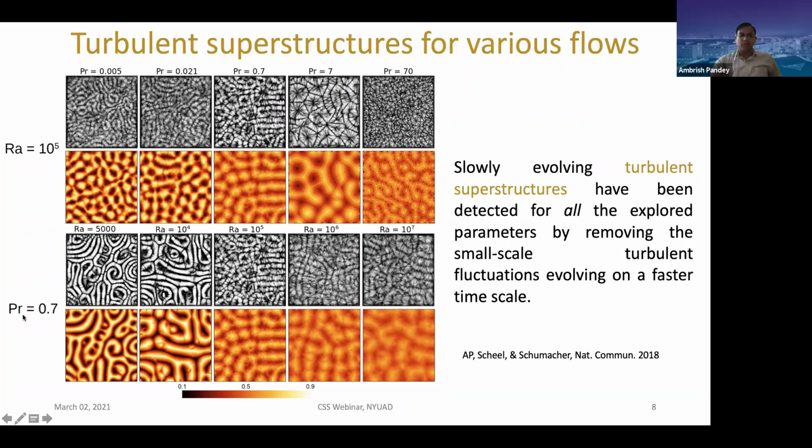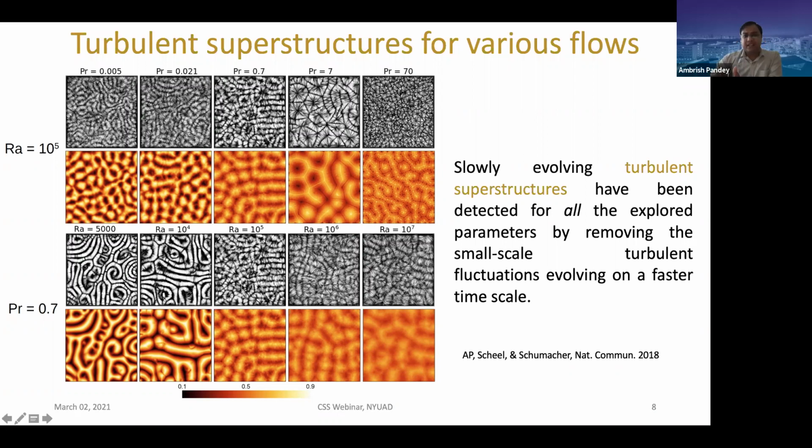If we now fix the Prandtl number, taking the case of air, and drive it at different magnitudes, with forcing increased continuously from left to right, then turbulent fluctuations are increasing, but we have already removed them. So we can see that the regular pattern also exists here.